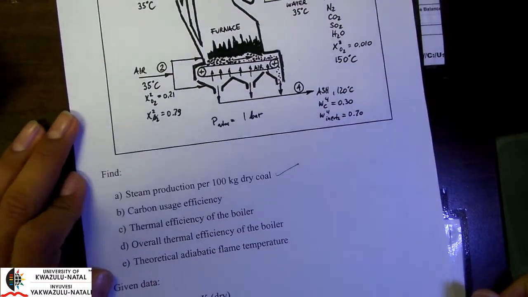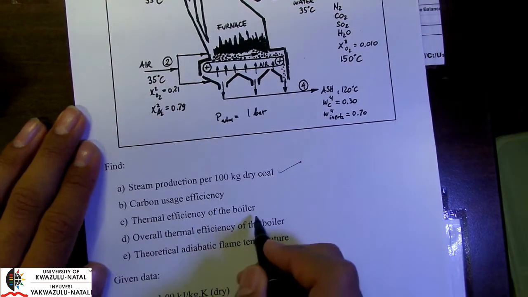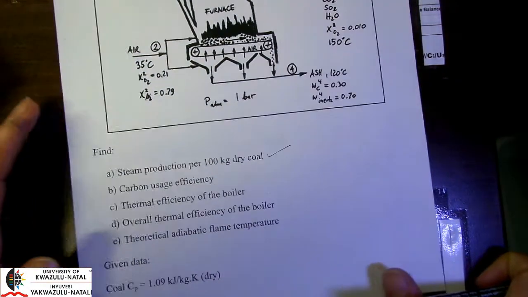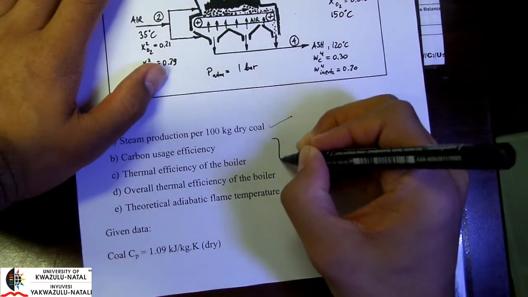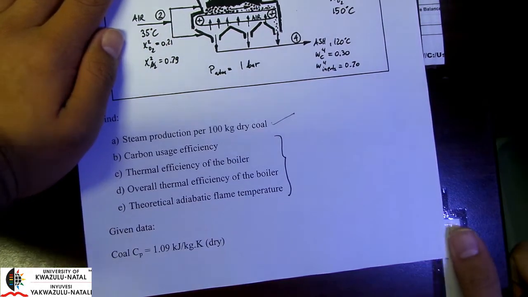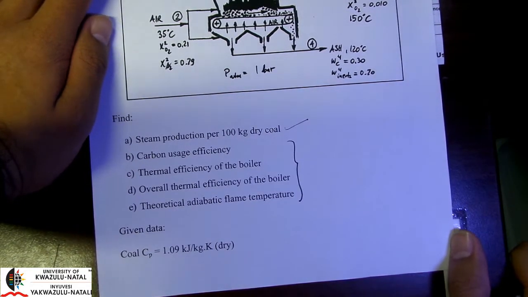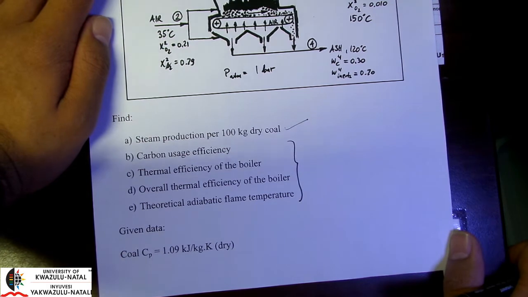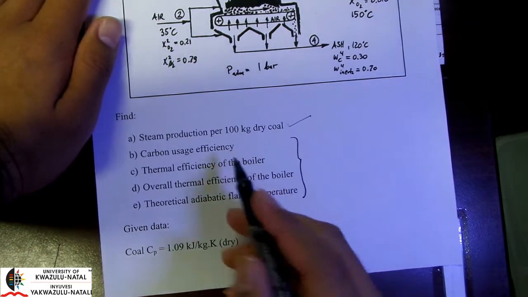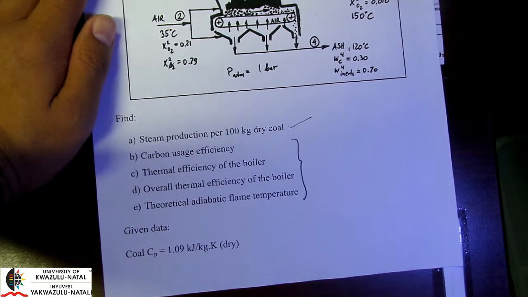Found. Now what about the rest of these values here? The carbon usage efficiency, thermal efficiency of the boiler, overall thermal efficiency, and theoretical flame temperature. Okay, now these are typical parameters when it comes to coal combustion. Okay, so these are typical design parameters. It's very important to the fossil fuel industry, particularly in the combustion of coal to generate electricity. Okay, you'll find the same values being calculated for power plants that use natural gas as well as diesel or petrol.